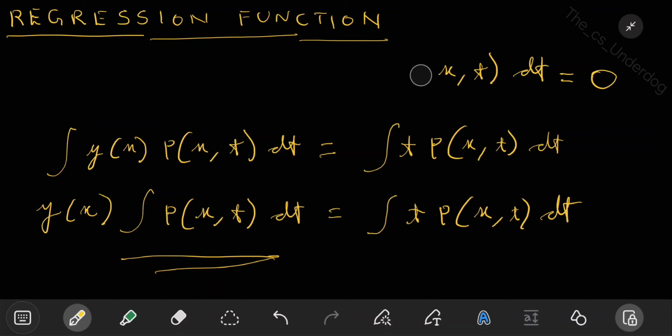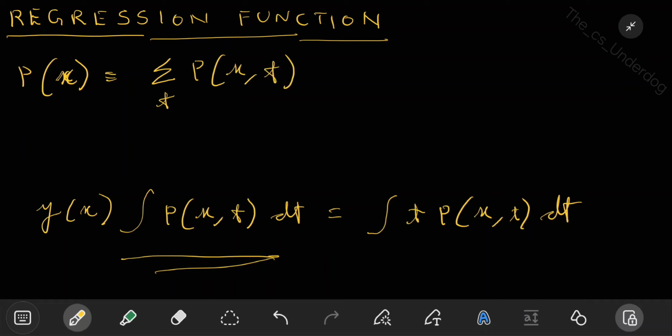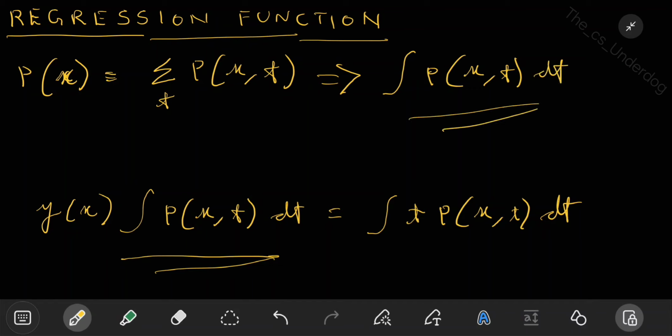What did we learn in the sum rule of probability? In the sum rule of probability, we said p of x, the marginal probability, can be written, in case of discrete random variables, as summation over all t of p of x t. This is what we wrote for discrete random variables. And in case of continuous random variables, what will this become? It becomes the integral of p of x t dt. So this term is the same as what you are seeing here.